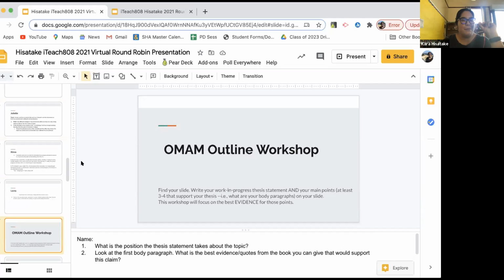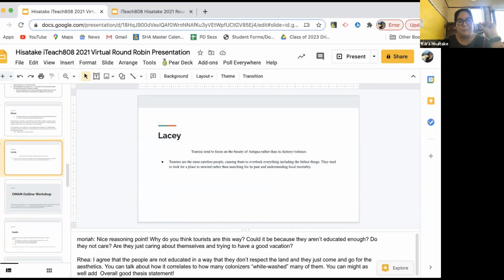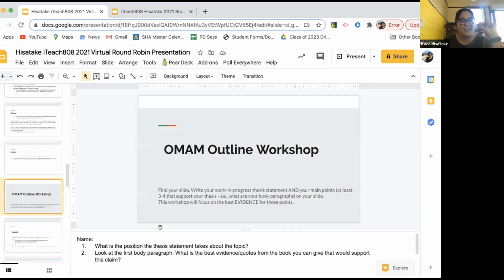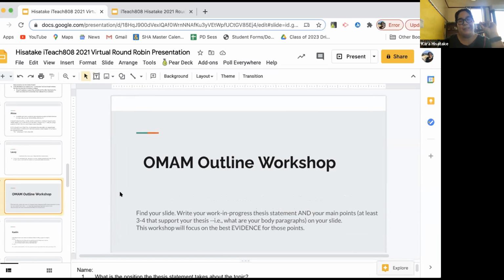The second example is this outline workshop. So I asked them, again, it's the same thing. I asked them to find the slide with their name on it and write their work in progress thesis statement and all of their main points. So 3 or 4 points that support their thesis, the topic sentences of their body paragraphs. And we were going to focus in this workshop on finding the best evidence for those points if they really had them.